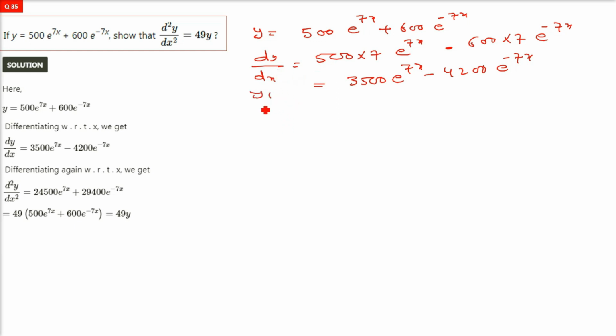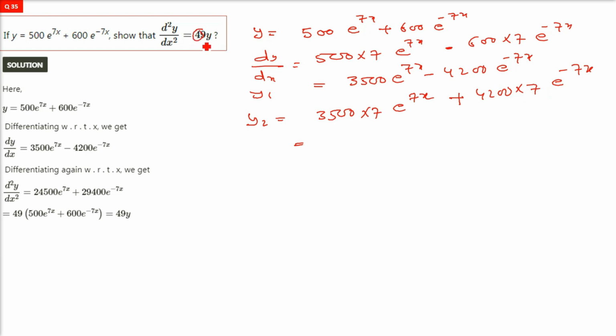You can call it y1. y1 is dy/dx. Now y2 is d2y/dx2. So again differentiating 3500 e^(7x) will be e^(7x), and there will be 7 also because the differentiation of 7x is 7 only. Again I know that the negative is going to come, so minus minus plus 4200 e^(-7x). The differentiation of -7x will be -7, so just write minus, we have already handled it, into 7.